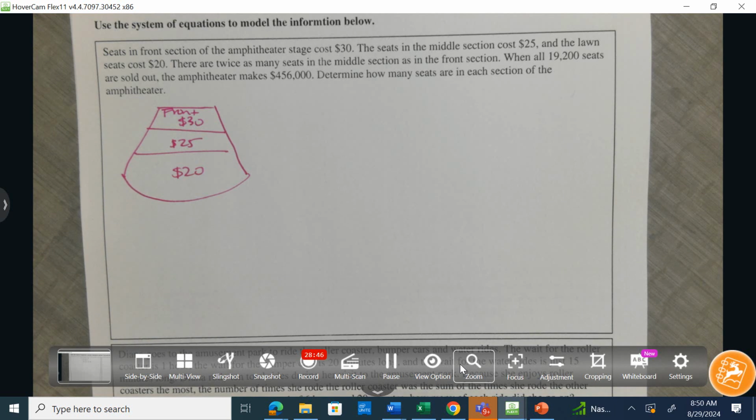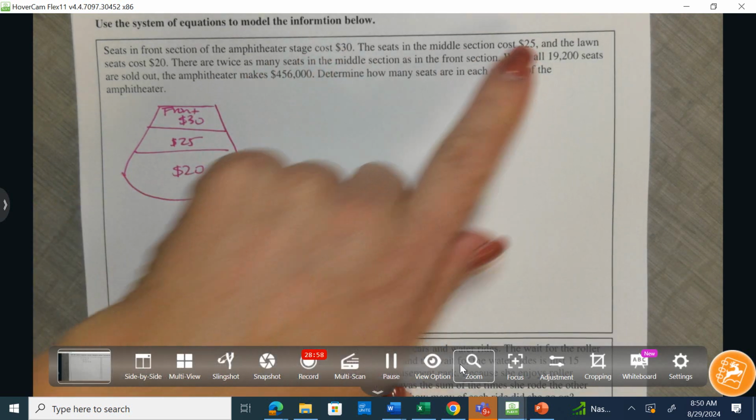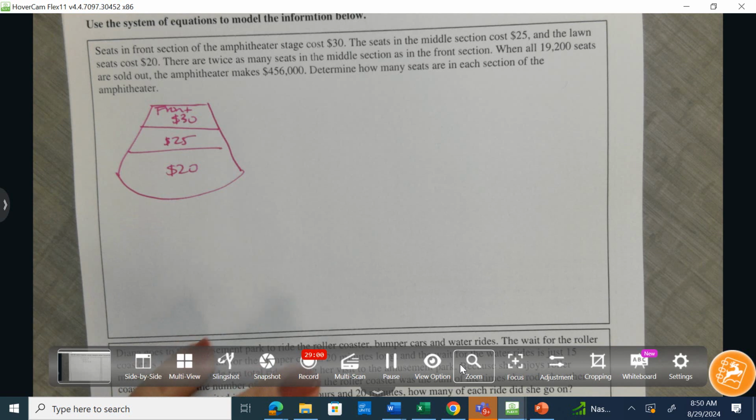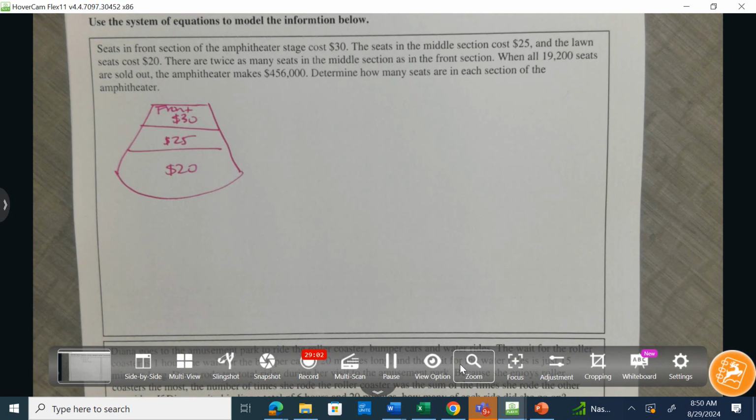There are twice as many seats in the middle section as the front section. When all 19,200 seats are sold out, the amphitheater makes $456,000 when the ticket prices are this exact amount. Determine how many seats are there in each section of the amphitheater.